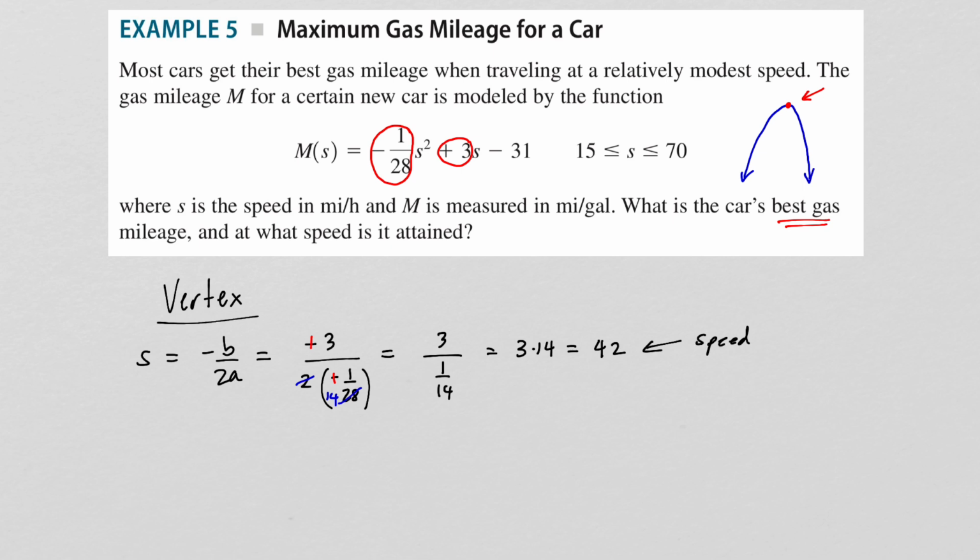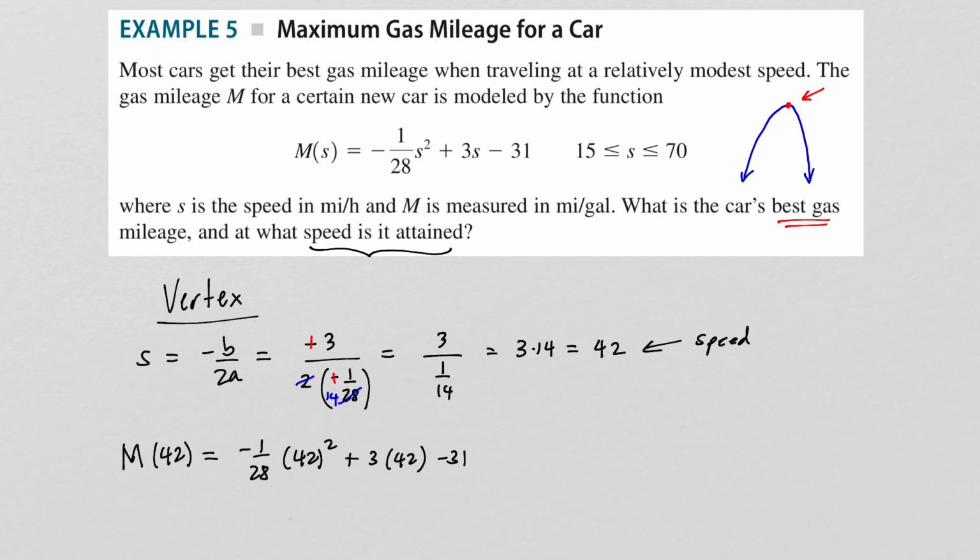But it's asking for what is the best gas mileage and at what speed it is attained. So we've got the speed part, but we need the mileage part. So to find the mileage at the speed of 42, we just need to plug 42 into our function. So we get negative 1 over 28 times 42 squared plus 3 times 42 minus 31. And you might need to use a calculator to do some of these calculations, but 42 squared is 1,764.